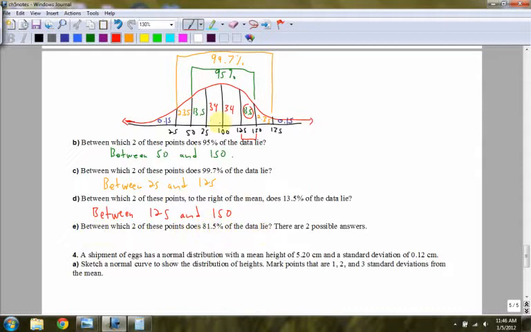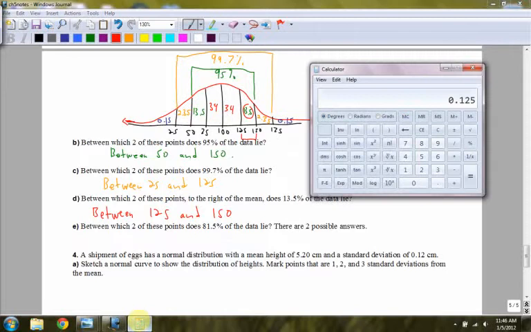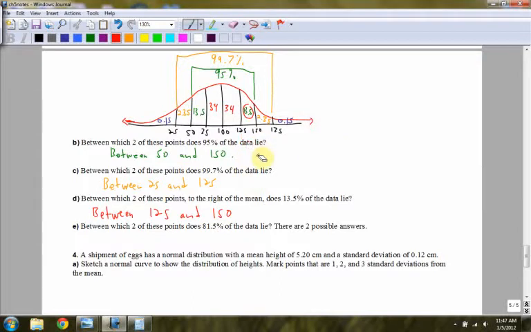Next question, between which 2 of these points does 81.5% of the data lie? Okay, well we don't have 81.5%, but we can try to figure this out. If I add these together, say I add 34 plus 34, I get 68. What if I add on the 13.5? Oh, 81.5. Okay, good. So if I add the 34 and the 13.5, I'm going to be right here all the way to here.